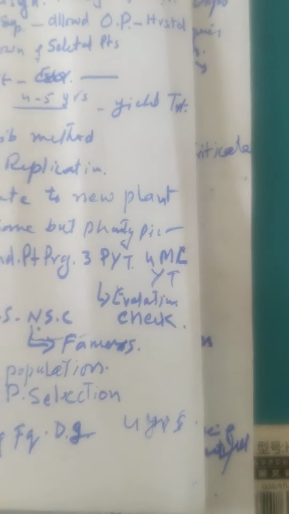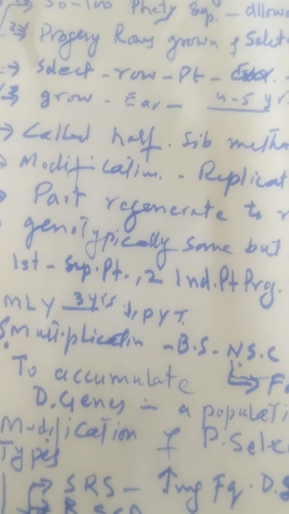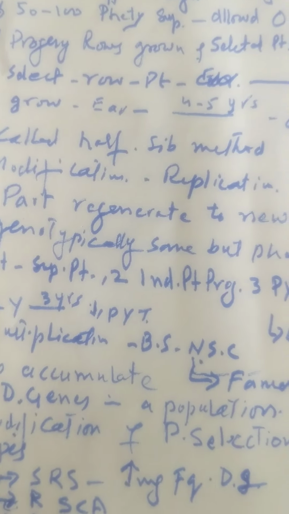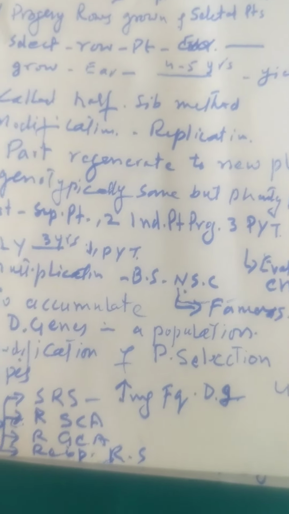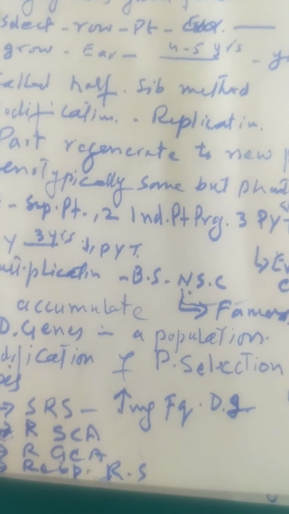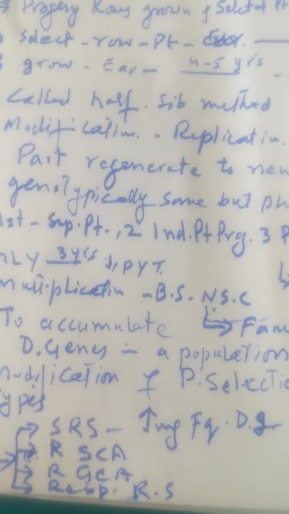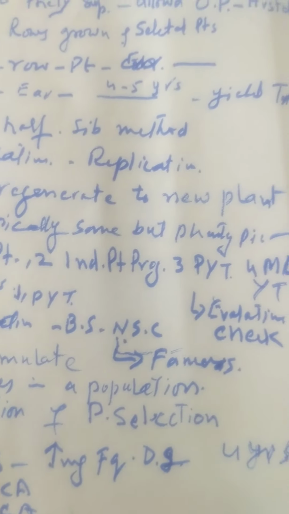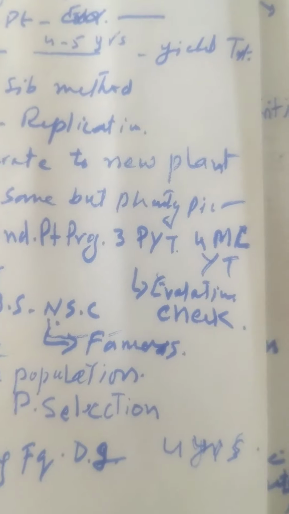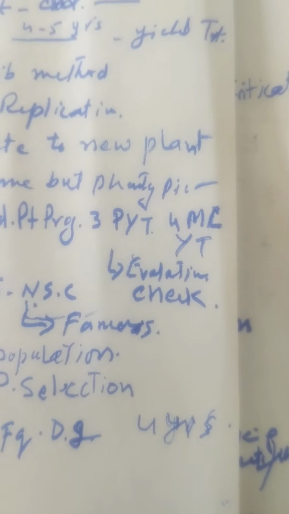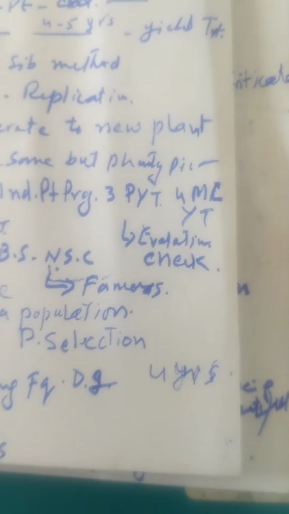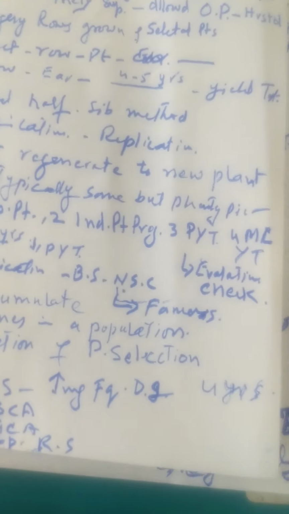Then in the fourth year a multi-located yield trial is done, and then for the next 3 years the multi-located yield trial is done again, then the preliminary yield trial. Then the seed is multiplied, sent to the breeder seed stage, then to the National Seed Corporation or National Seed Certification Department, and then to the farmer. This was similar.